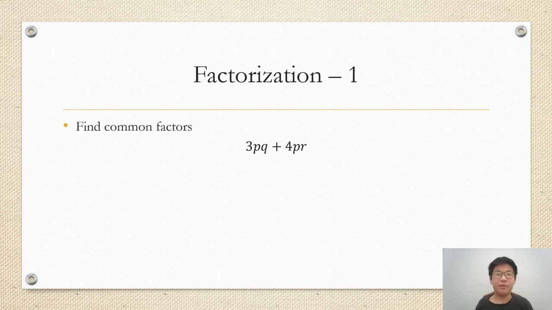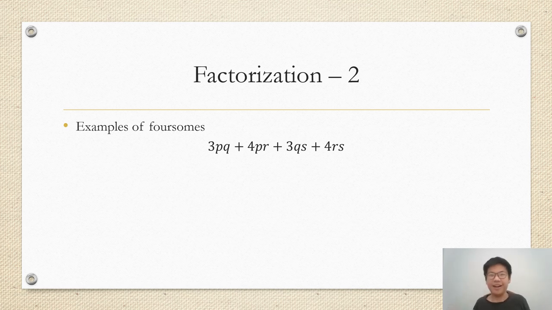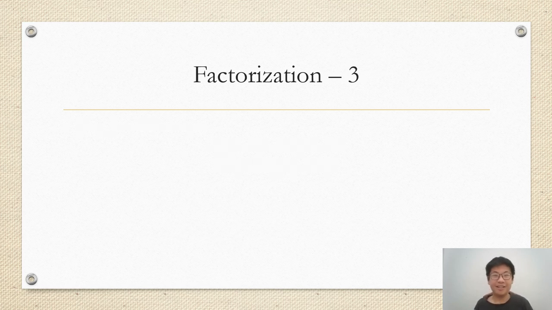First, we define the common factors. Let's say we have 3pq plus 4pr is p(3q plus 4r). And watch out for these four terms like pq, pr, qs, rs. It takes quite a while to figure out what these four terms really are. You need some training to do this. Then you will have (p plus s)(3q plus 4r).